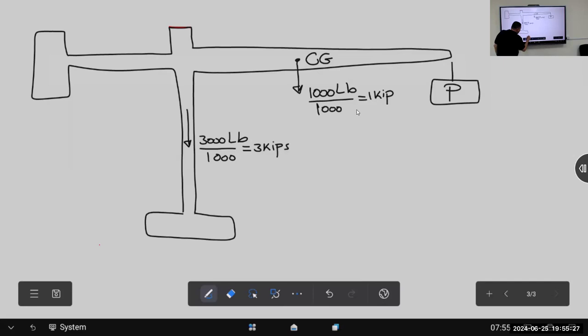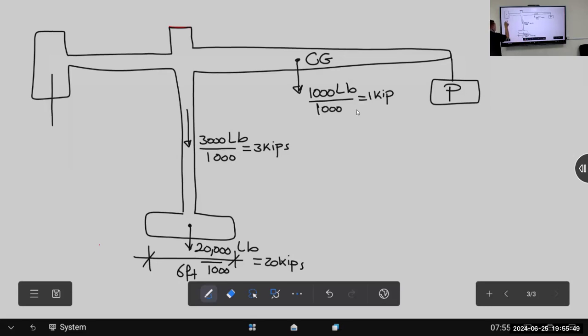The foundation is equal to 6 foot multiplied by 6 foot. And then we have weight as well in the middle here, equal to 20,000 pounds, which is what? 20 kips. We have a counterweight here of 7,000 pounds, divided by 1,000 equals 7 kips.